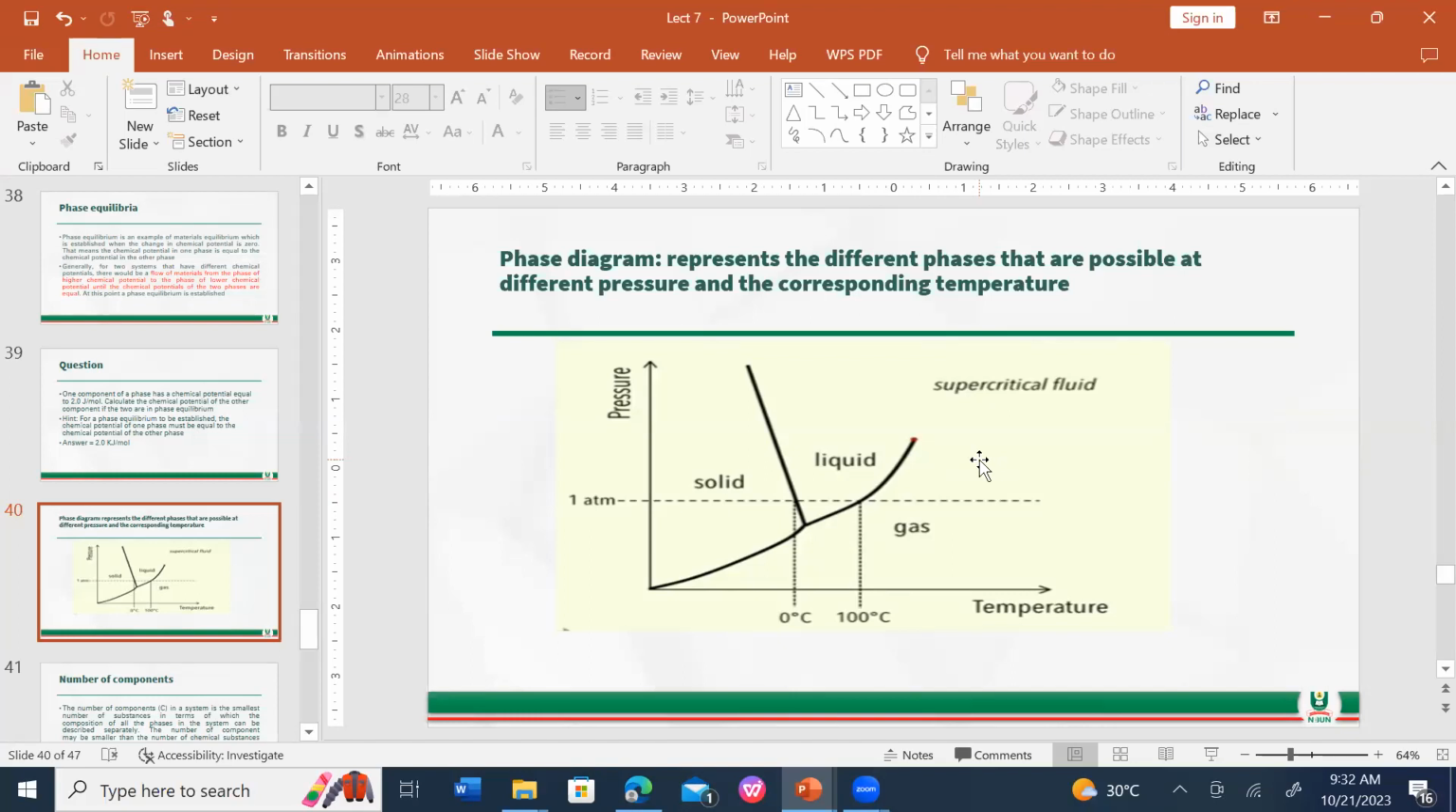Now, the freezing point of water at 1 atmospheric pressure is 0 degrees Celsius. So you look at it and see that when you take 1 atmospheric pressure to this point, that's the line defined by solid-liquid, the solid-liquid line.